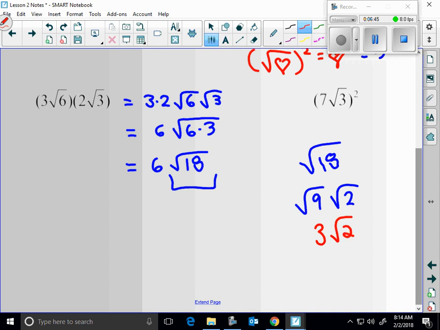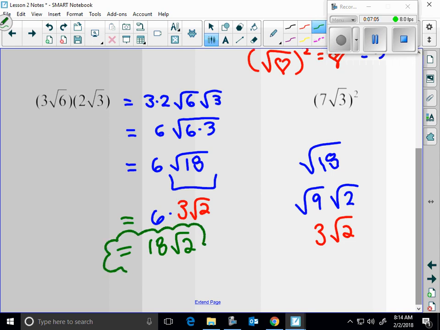We're going to leave it in exact form. So the square root of 18 is really 3 square root of 2. So this is really 6 times 3 times the square root of 2, which would be 18 square root of 2. Okay, so be careful. Just because you think you've simplified it fully, look at the radical that's given and make sure that you can simplify or can't simplify before you're done. All right, let's keep rolling.